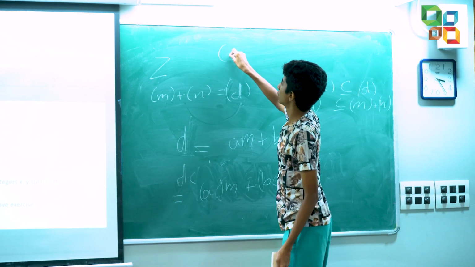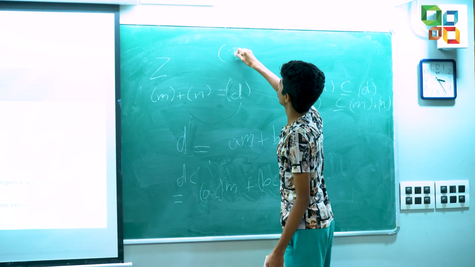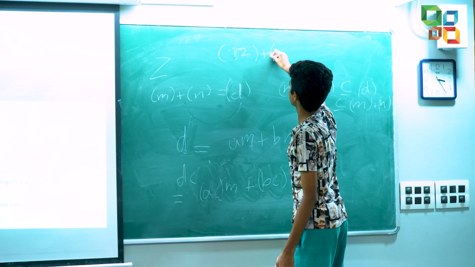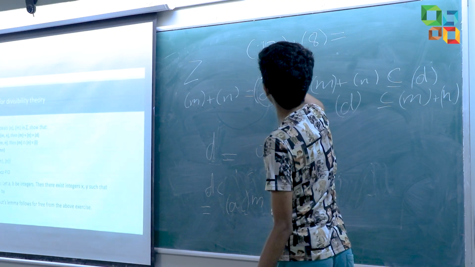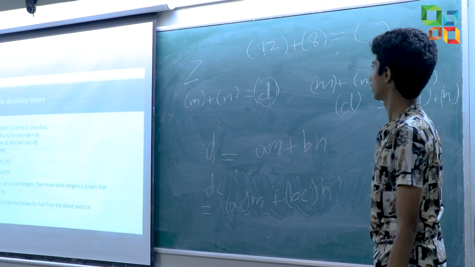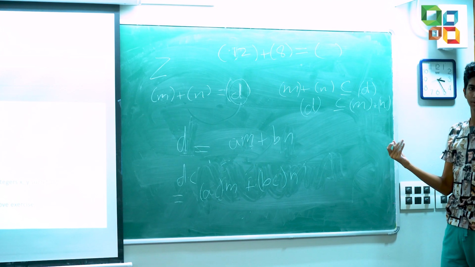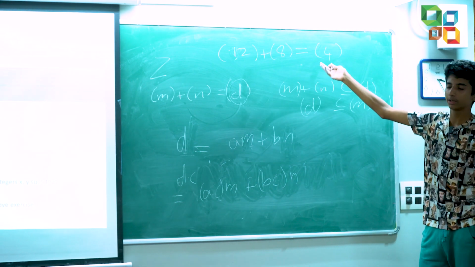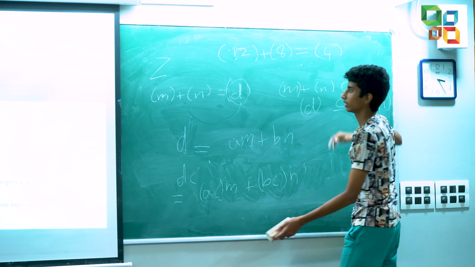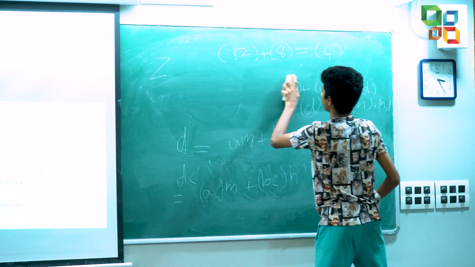It's like this. See, you look at 12 plus 8. What is this ideal? It's the ideal 4 because 4 is the GCD of 12 and 8. Everything is contained in 4. Okay, this was just to get a feel.